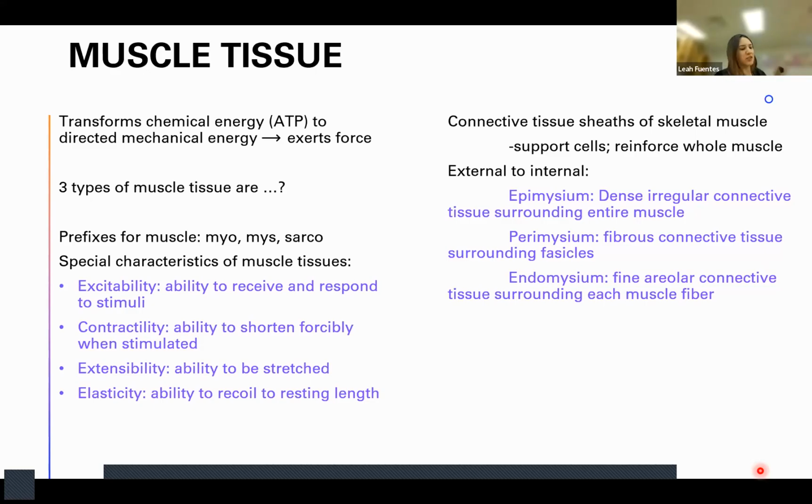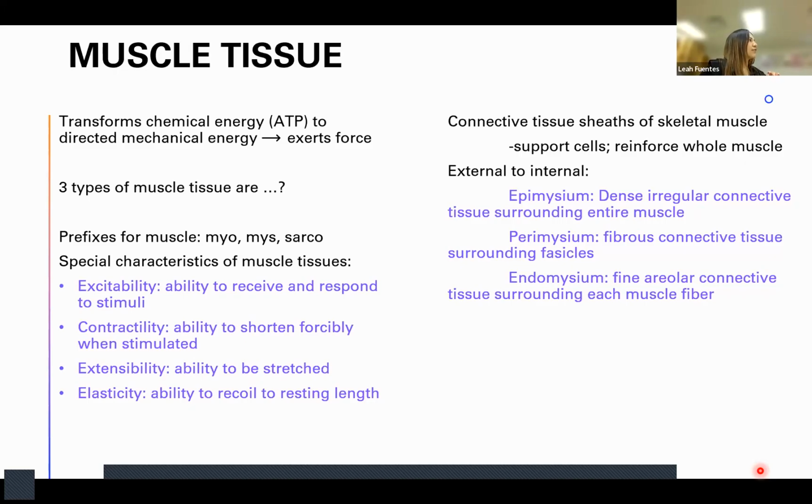So being prepared to talk about anaerobic versus aerobic respiration. We can come back to that. Okay, so muscle tissue. Muscle tissue transforms chemical energy, so ATP, to directed mechanical energy, or it exerts force. So we do have our 3 types of muscle tissue that we learned in the beginning of the semester. That's skeletal, cardiac, and smooth. Again, make sure you know those. That's just going back to the basics.